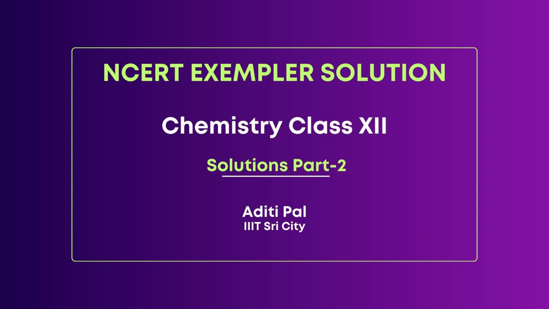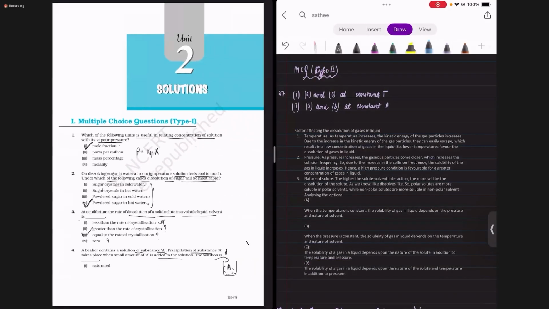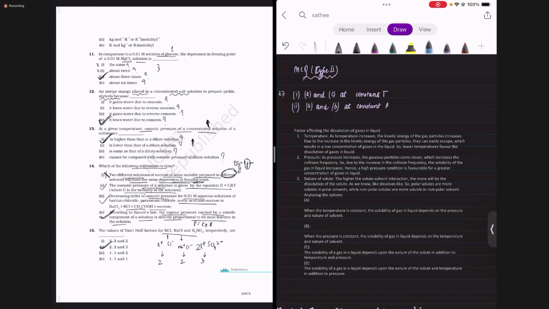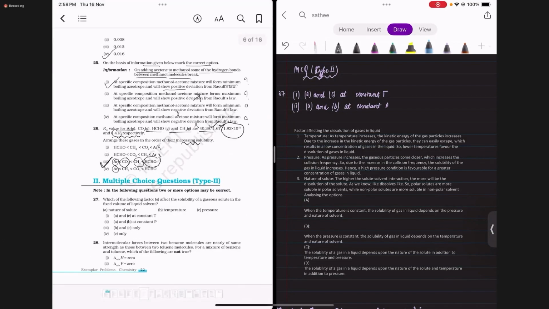Today we'll be continuing on the chapter solutions. In the last session we completed till multiple choice questions type 1, and today we'll be starting with multiple choice questions type 2. In these questions there may be two or more options correct, so we'll have to analyze all the options and mark accordingly.